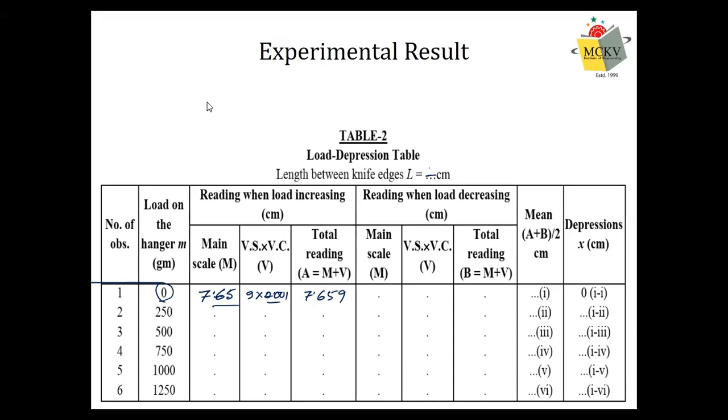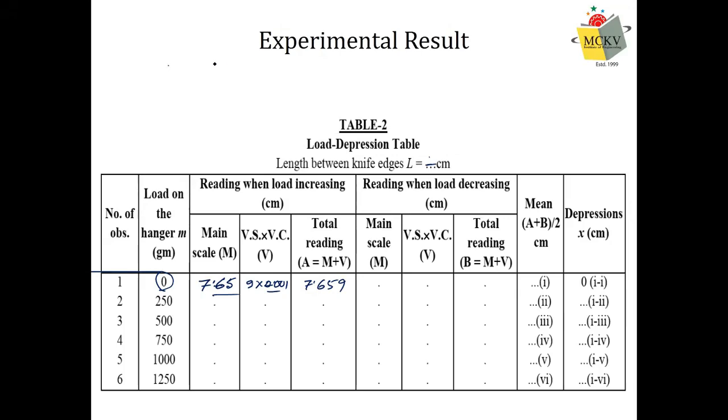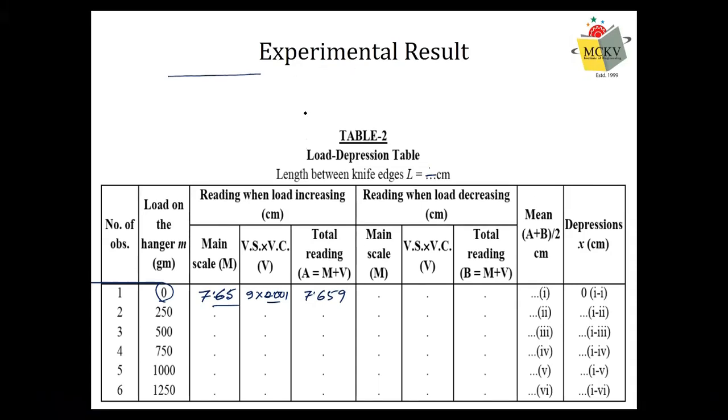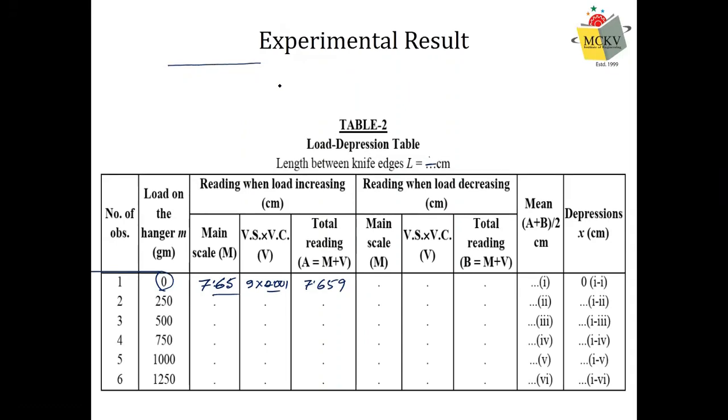Suppose this is how the rod looks. When there is no load, there is no depression. Under that condition, we want to find the position of this rod, and that position can be specified by this reading. It is completely relative, but still, this is the relative position of the rod in this condition.